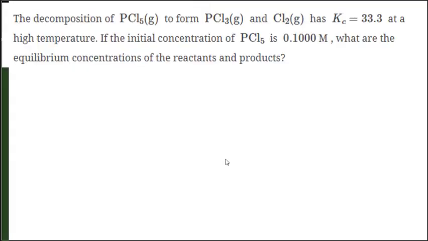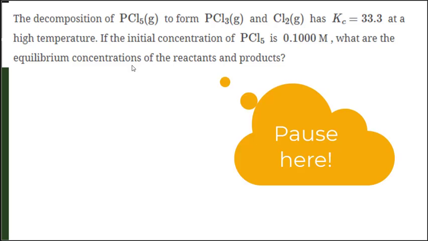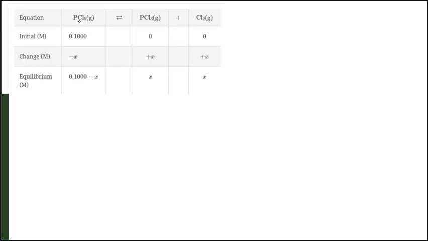This is our last example for the section. We have the decomposition of PCl5 to form PCl3 and Cl2. See if you can write the equation, balance the equation, and given our equilibrium constant and our initial concentration of PCl5, see if you can set up the ICE table, the equilibrium expression, see if you can solve for x, and see if you can tell me those equilibrium concentrations. Let's see how you did.